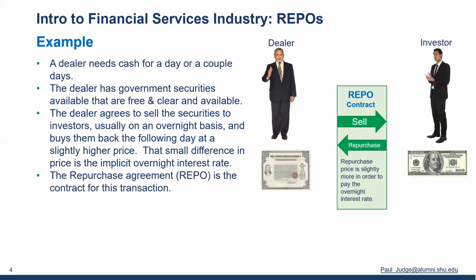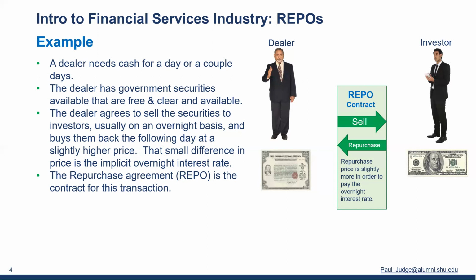So the dealer and the investor have a contract, a repo contract, where the dealer's agreeing to sell it, and the investor's agreeing to sell it back to them, and the dealer's going to repurchase it at a price slightly higher in order to pay the overnight interest, right? So that increase that he's going to agree to buy it back at, that's the interest. That's how the investor, on the investor side of the transaction, is going to make money on this transaction. So that's the repo contract, right?